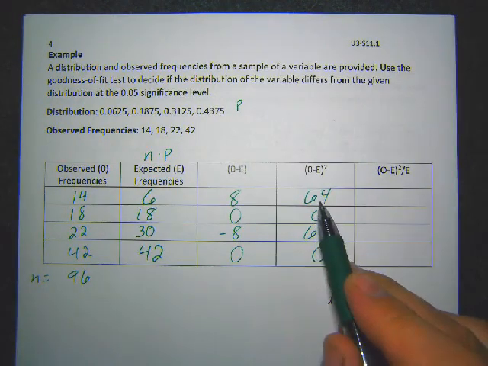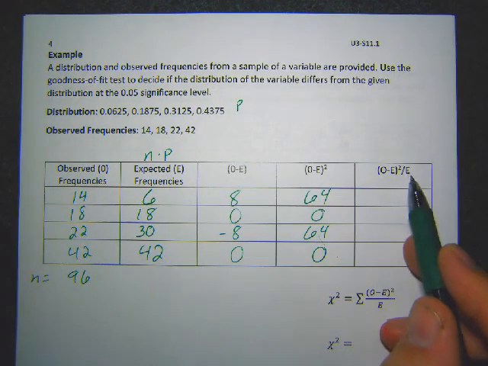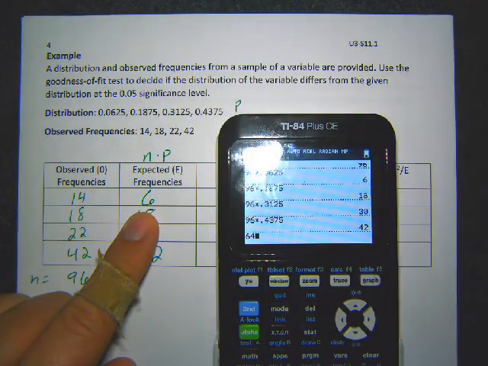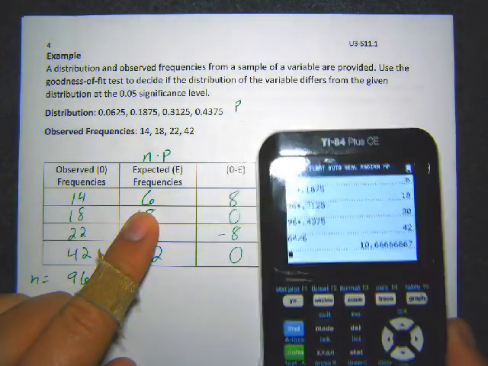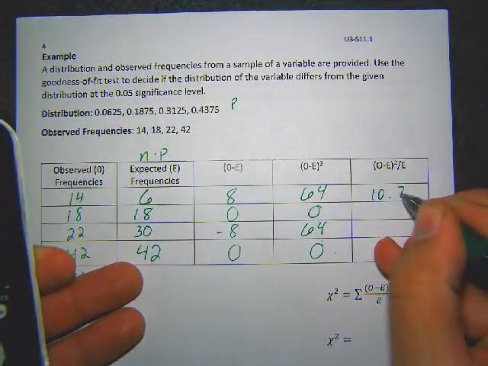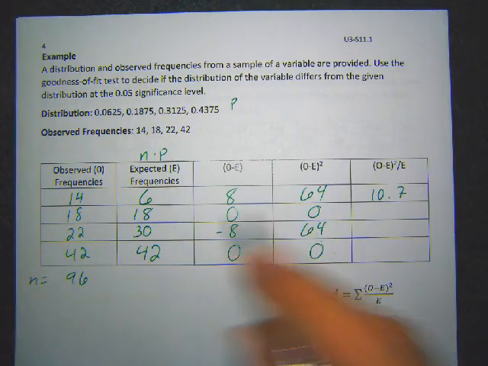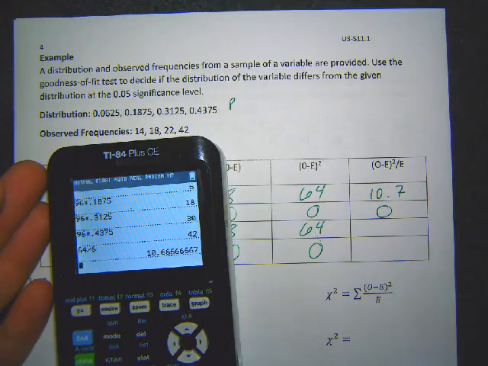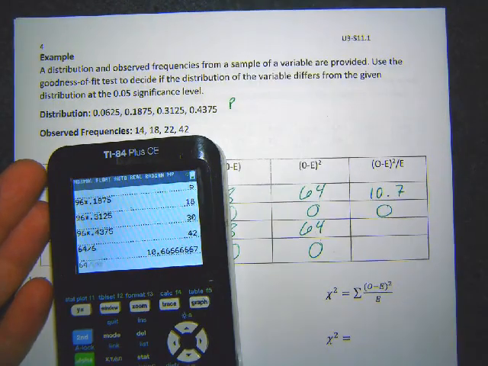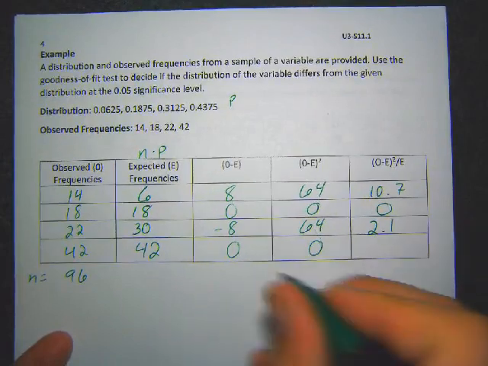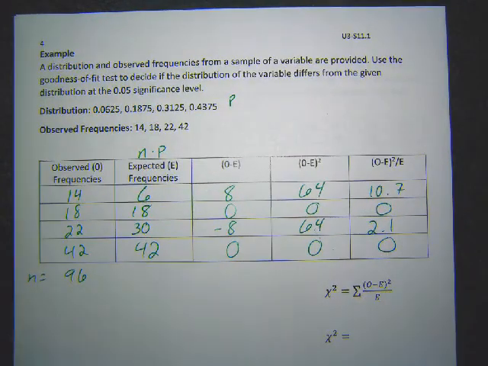Then we're going to take each one of those and divide them by the expected value. So we're going to divide them by the E. So we take 64 divided by 6. That gives me 10.7, something around that. Of course, 0 divided by anything is still 0. 64 divided by 30 is 2.1. And then 0 divided by anything is still 0.